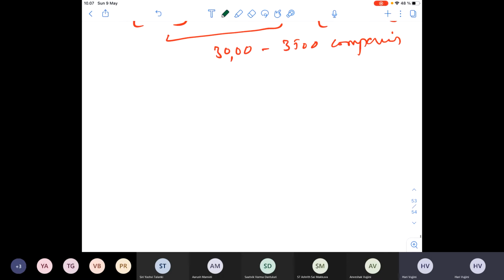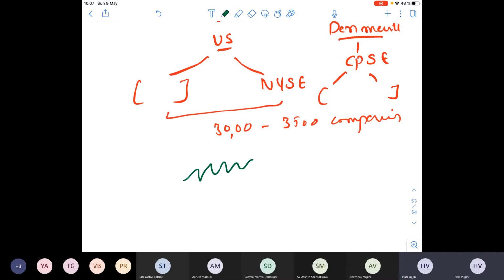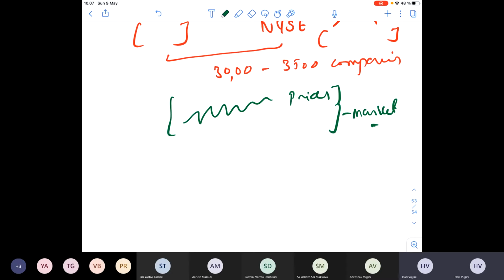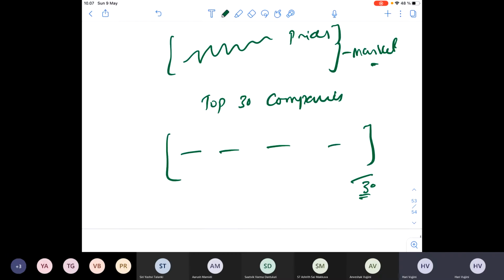If you remember, every day companies go up and down in their prices, and in order to understand how the market is performing, this journalist, as you saw in the video, in 1896 picked the top 30 companies. He looked at the market value of the companies at the end of the day and divided by the number of companies. Then he got the industrial average.